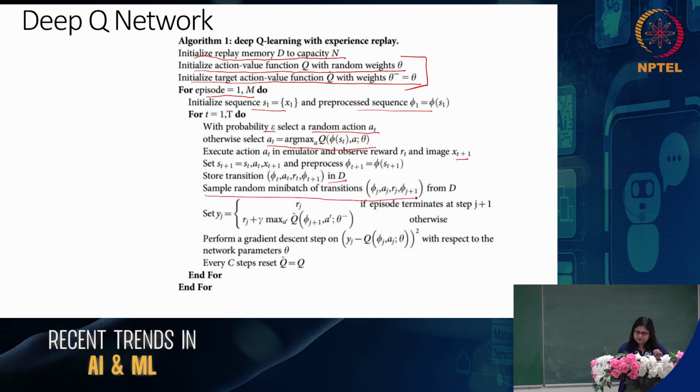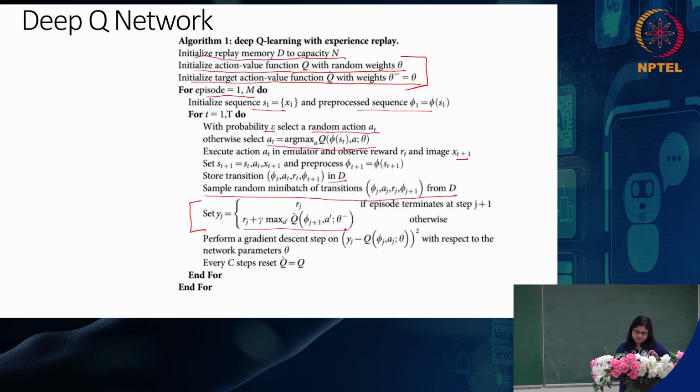Now you select some transitions from D, and then we update. Y_j equals R_j if the state is terminal, because then there is no future state, so only the immediate reward is used. Otherwise, we update Y_j this way, and this is the difference. This is the predicted, and this is the estimated, and this is the temporal difference formula.